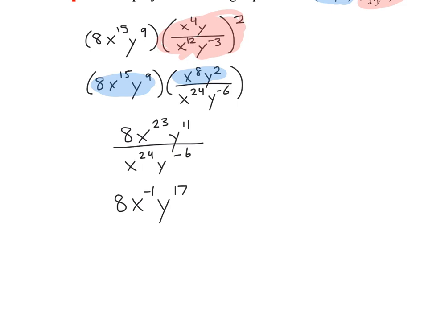And our last step is going to be to address this negative exponent. We typically don't leave a negative exponent in our final answer. So here's one thing that I really want you to be careful with. When you have a negative exponent, only that term is flipped. So this 8 does not have a negative exponent. It's going to remain in the numerator. Y does not have a negative exponent. It's going to remain in the numerator. So only x will be moved to the denominator. So our final answer here will be 8y to the 17th over x to the first power. And this is our final answer.